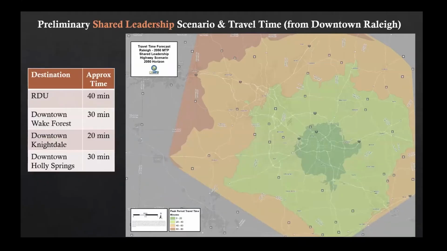And this one is showing travel time. So this map is centered on downtown Raleigh, there in the middle in the dark green. And this is showing under that shared leadership scenario how far you could travel within 20 minutes, which is that darker green, how far you could travel within 40 minutes, which is the lighter green, how far you could travel within 60 minutes, which is the tan, and then how far you could travel within 80 minutes, which is that, I don't know, brown. So you can see the expected travel time with the land use and the transportation network as part of the shared leadership scenario offers you this kind of travel time from downtown Raleigh in the year 2050. You can go to the next one, Bonnie.